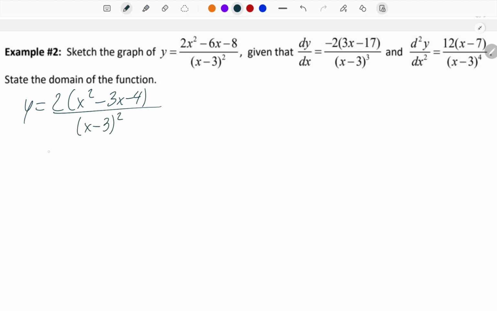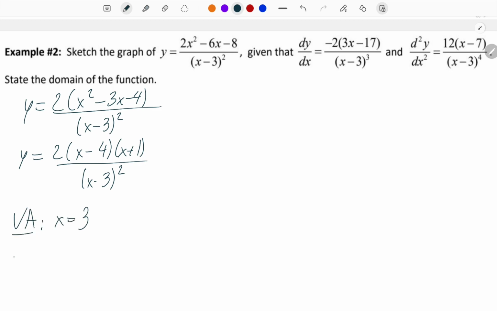And then that's going to become (x minus 4)(x plus 1) over (x minus 3) squared. Right, nothing cancels out, so no holes, but we do have a vertical asymptote. So a vertical asymptote at x equal to 3.